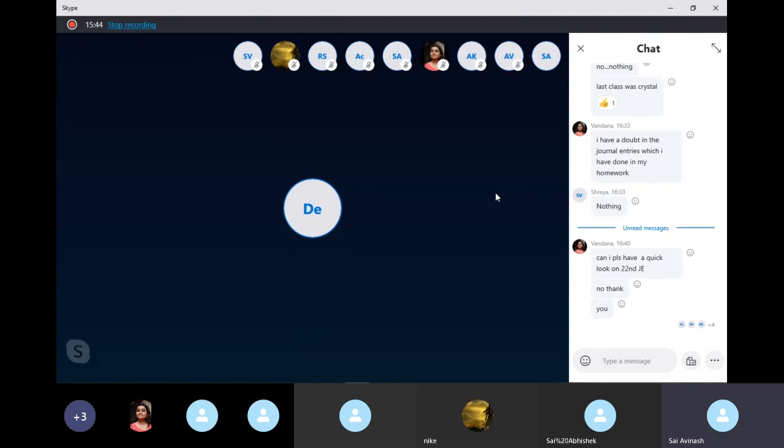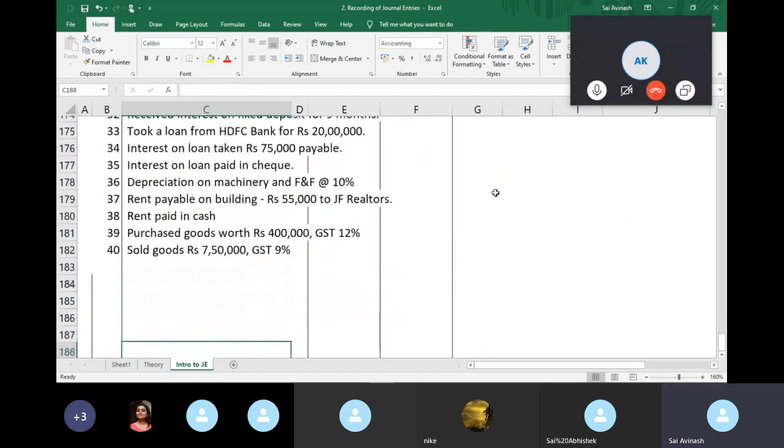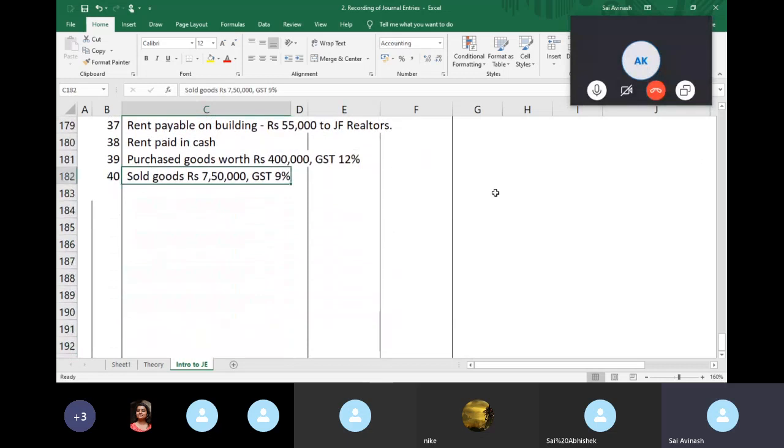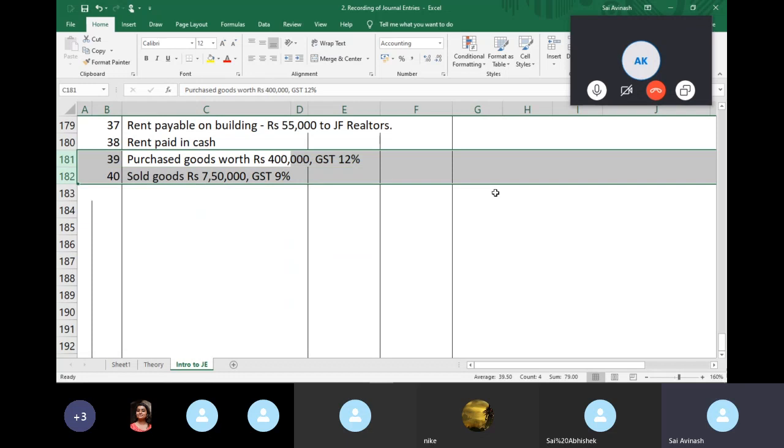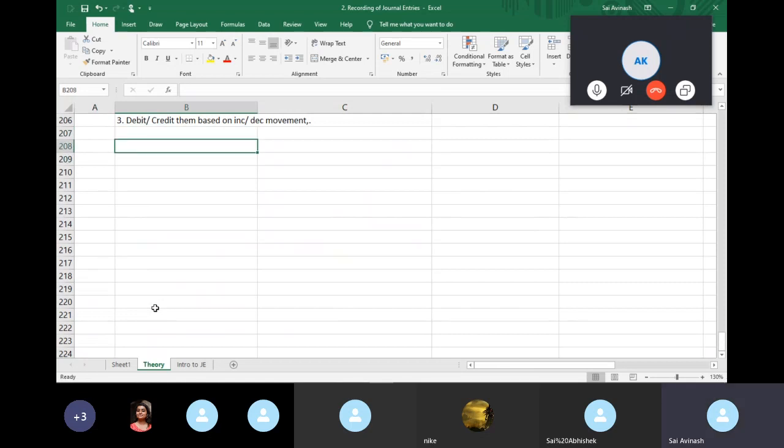Okay, let's continue. Now, we have to understand how income taxes work. So guys, just pay a little attention. We'll understand both how income taxes and GST work. Okay, so let's go back to theory, right? Income tax accounting.